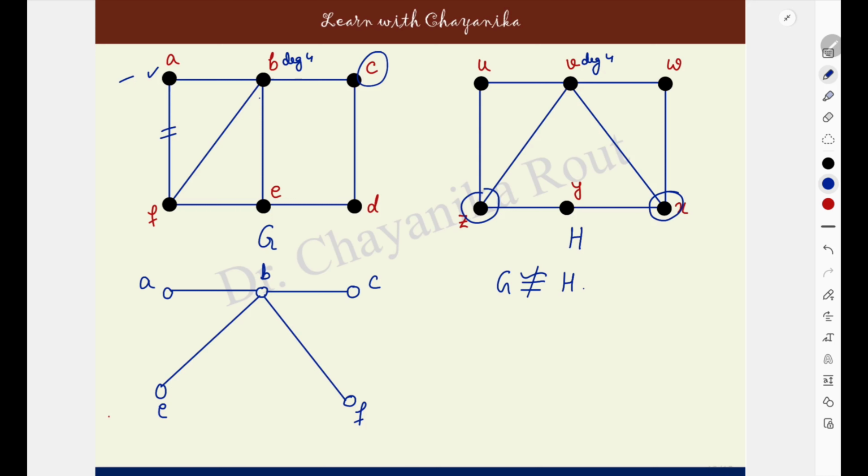See, the degree sequence of the graphs is 4, 3, 3, 2, 2, 2, right? So there is only one vertex of degree 4, that is B in the graph G. It is adjacent to the vertices F and E, both are of degree 3 each.